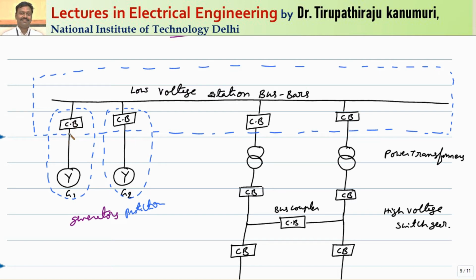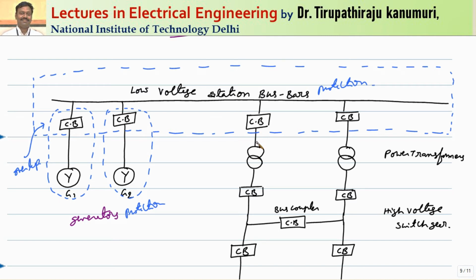So that's why up to here you can see some part. So there is an overlap so that no part will remain unprotected. So this is another zone. This zone is for protecting the low voltage station bus bar. So low voltage station bus bar protection is provided.